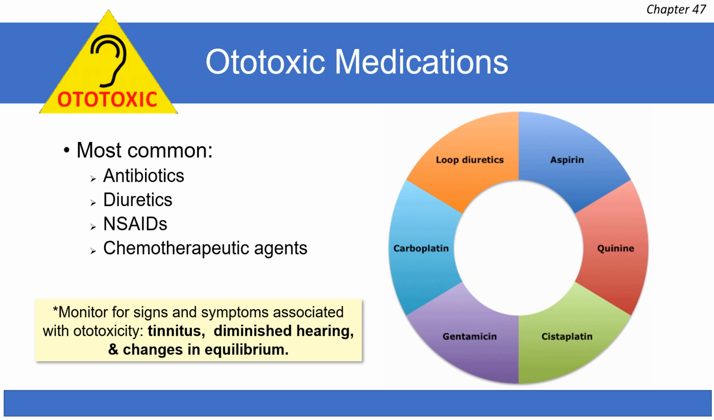So commonly, they are going to be some antibiotics, some diuretics, NSAIDs, and some chemo drugs. So we're not going to go into them specifically right now, but just know there are ototoxic medications you need to be aware of. So signs that the patient may be experiencing ototoxicity will include tinnitus, which is ringing in the ears, diminished hearing, and changes in balance.